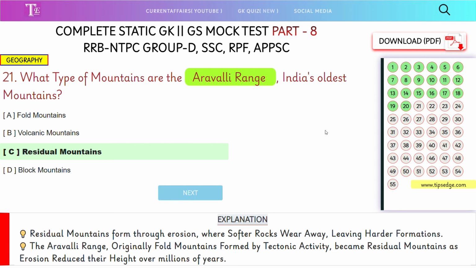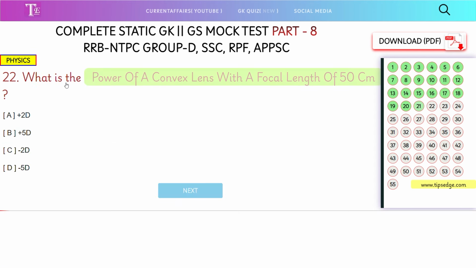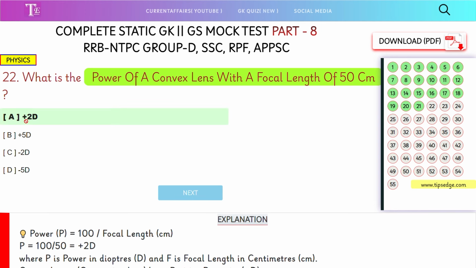Now moving to the 22nd question. What is the power of a convex lens with a focal length of 50 centimeters? Answer: +2D.